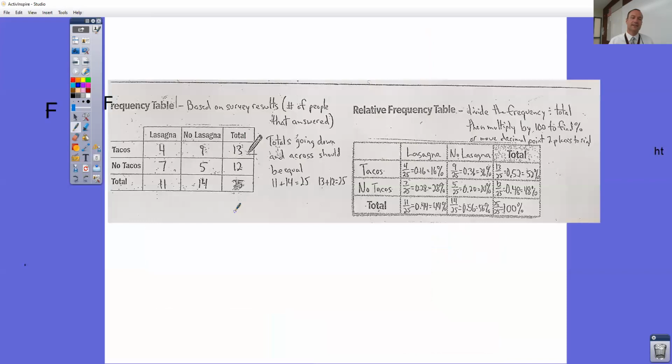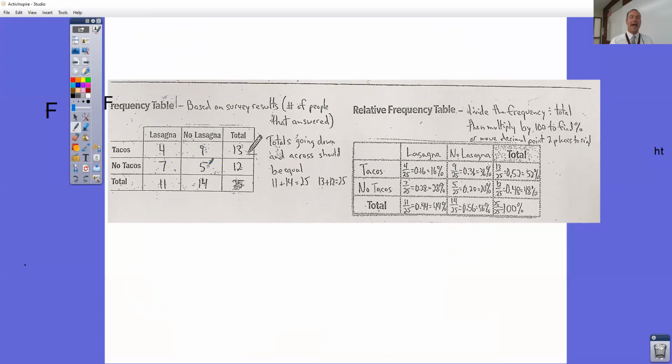When we take a look at the last type of question, you have frequency tables. Somebody took a survey and asked, do you like lasagna and do you like tacos? So there are 4 people that like both lasagna and tacos. There were 7 people that like lasagna, but not tacos. There were 9 people that like tacos, but not lasagna. And there are 5 people that don't like either.